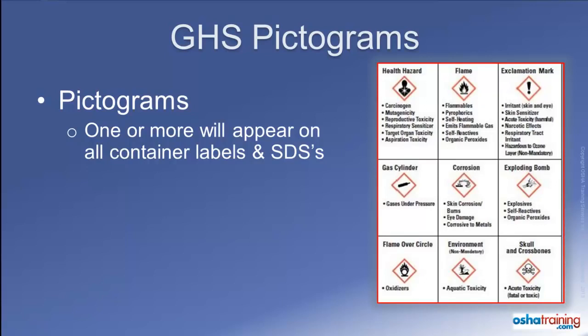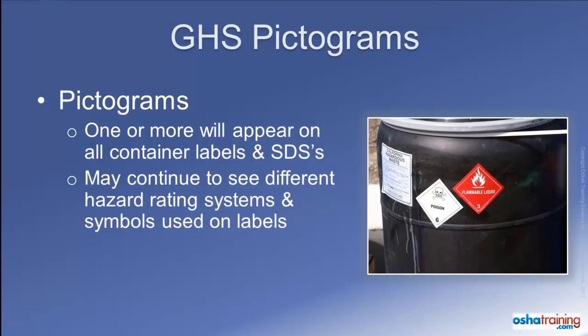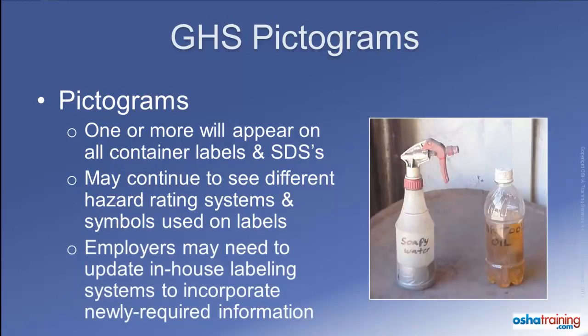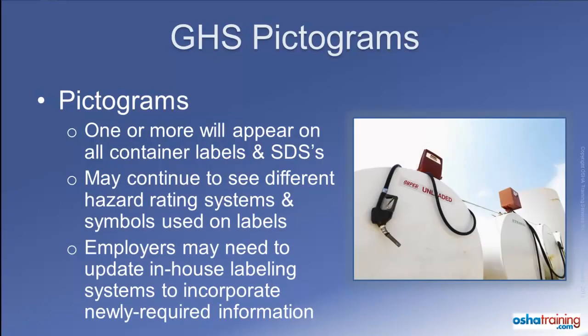Also, keep in mind that pictograms are not intended to replace all other hazard identification symbols, as some of those are required by other government agencies, such as the Department of Transportation or Environmental Protection Agency, so you may continue to see them on containers along with pictograms. And in addition to containers of chemicals and products that we purchase from vendors, employers will need to make sure that all in-house labeling systems incorporate the required information by the deadlines established by OSHA.